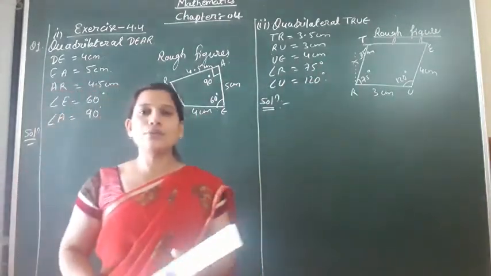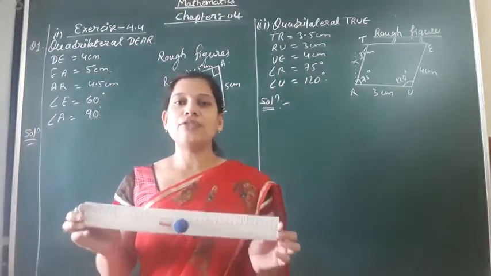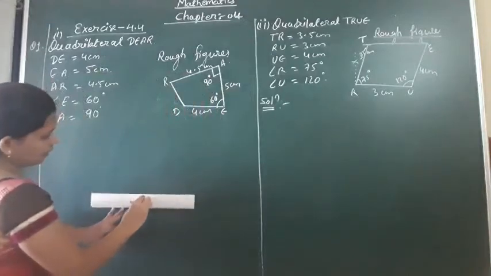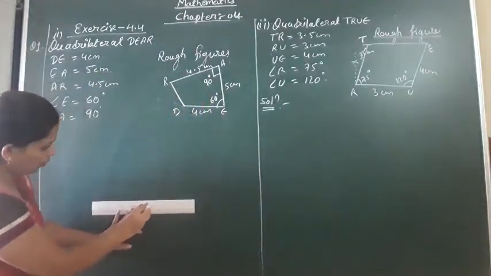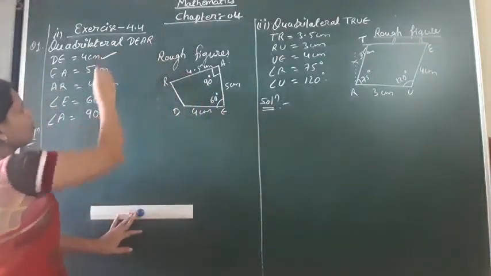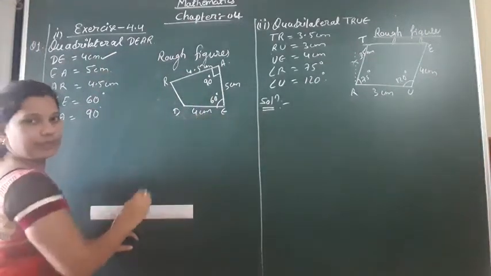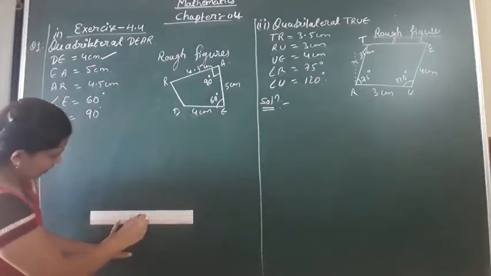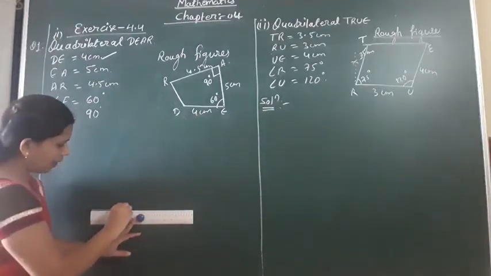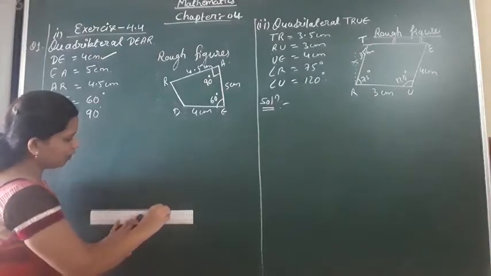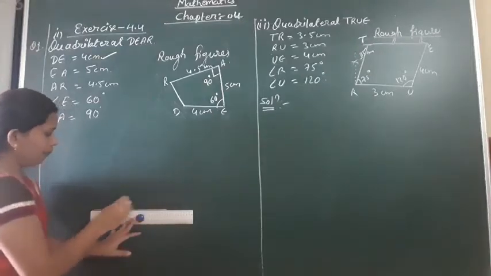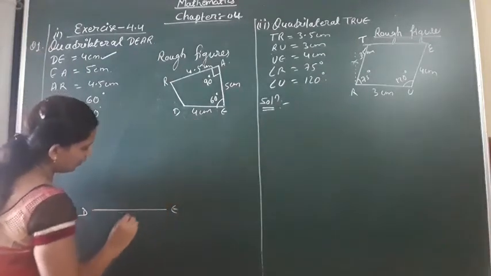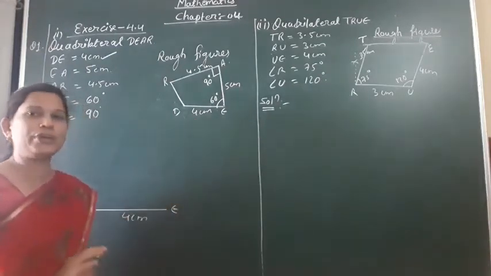So what we are going to do is first take our scale and keep it on our copy. How much base line are we going to take? That is DE, 4 cm, isn't it? So DE, 4 cm, we are going to construct as a straight line. With the help of your scale, draw a straight line of 4 cm on the plane of your copy. Label it as DE, how much? 4 cm. Up to here, clear to all of you?